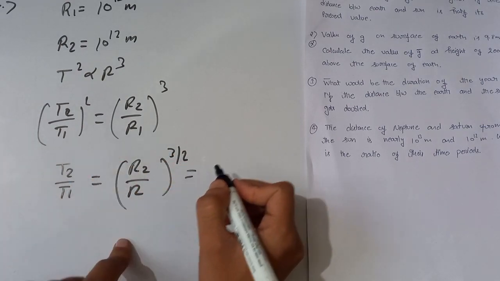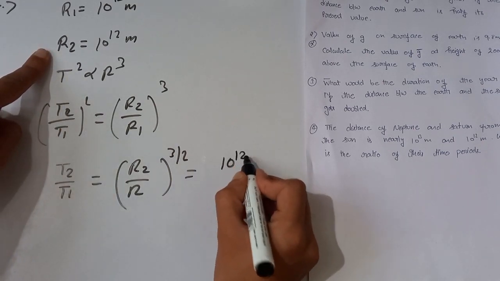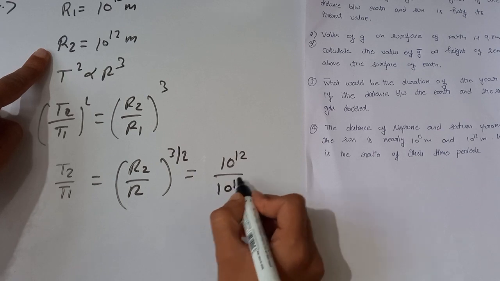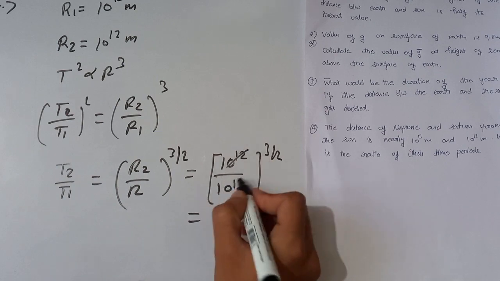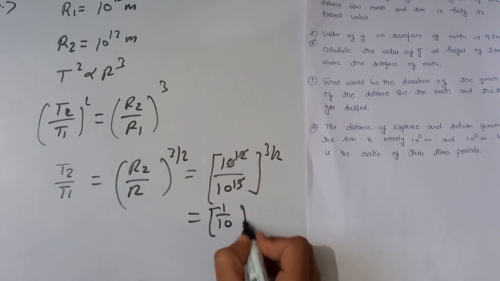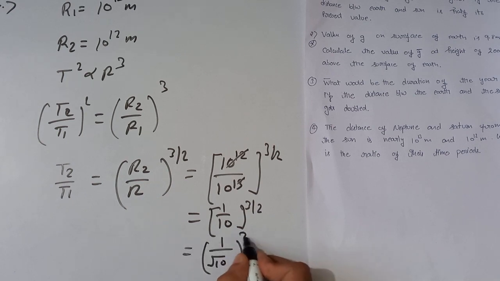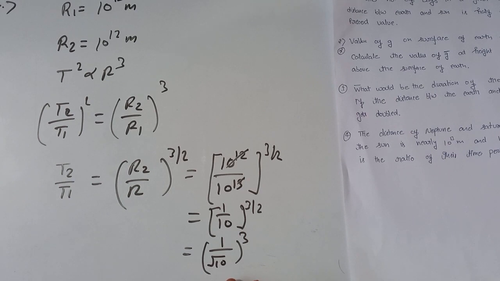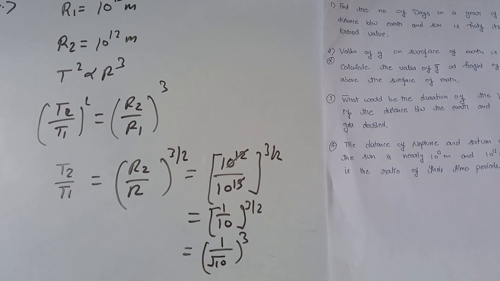Substituting the values of r2 and r1: r2 is 10 raised to power 12 divided by 10 raised to power 13, to the power 3 by 2, which is equal to 1 over 10 raised to the power 3 by 2, which is equal to 1 over the square root of 10 cubed. By solving this value, we can easily calculate the ratio of their time periods. I hope all these numericals are clear to you.